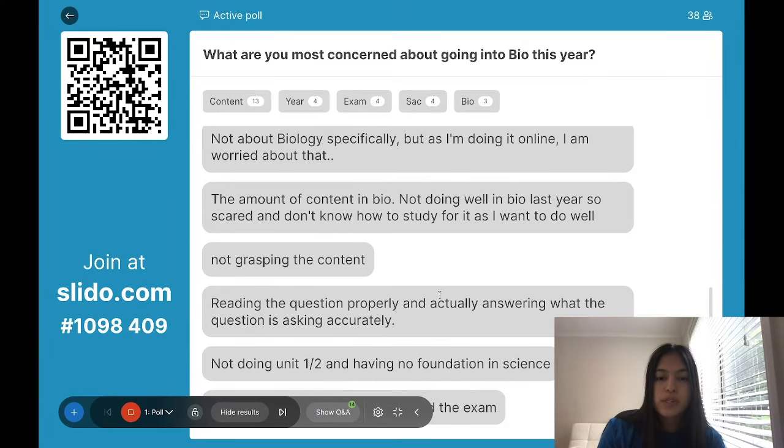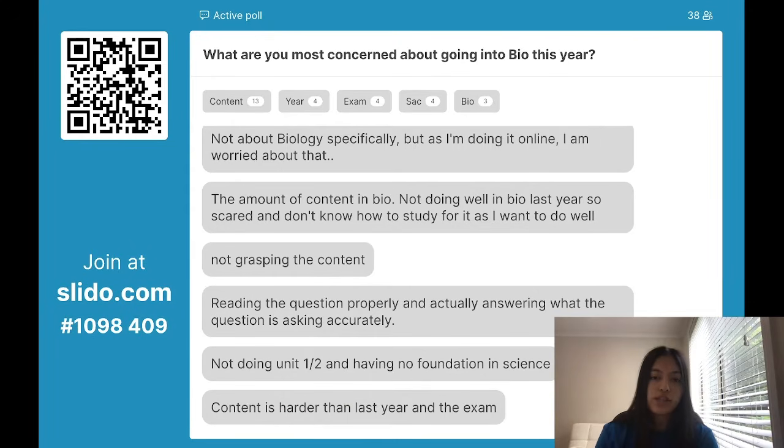Super important: reading the question properly and actually answering what the question is asking accurately. With bio, there's such a specific way of answering short answer questions. And I think often where people trip up or lose marks is this idea of not reading the question properly, or assuming what they think the question will be about, and then it's incorrect.